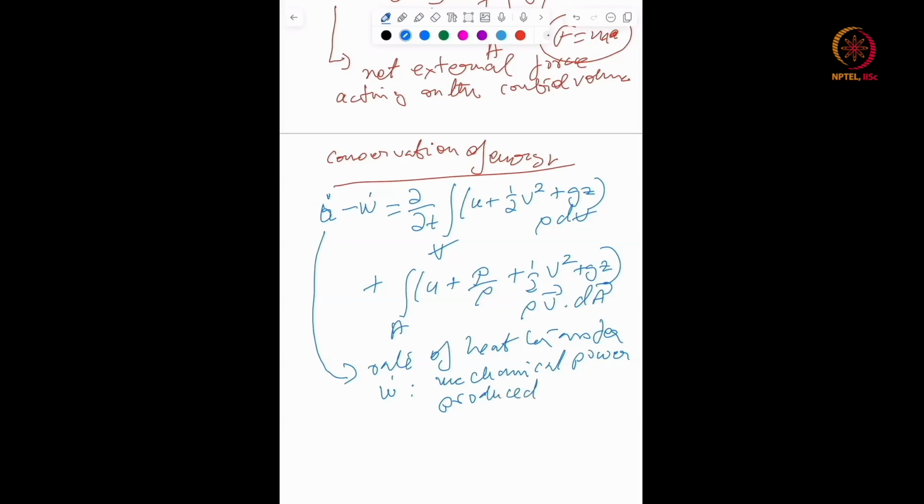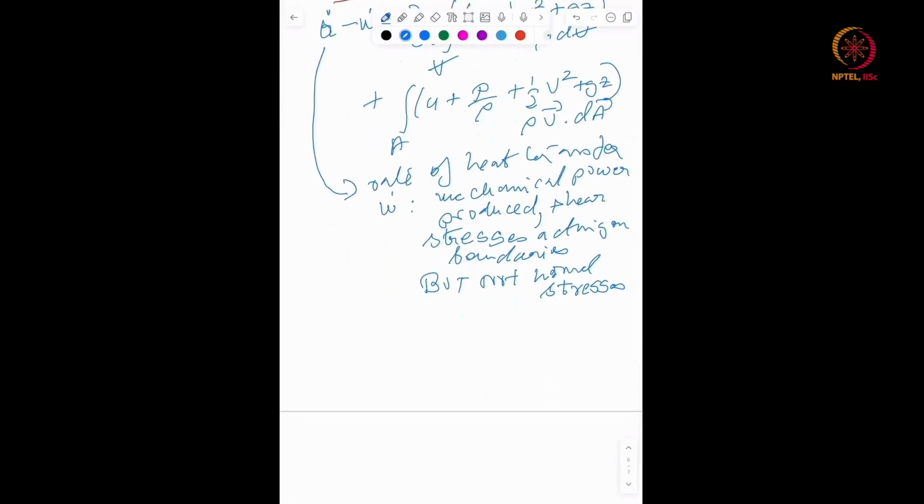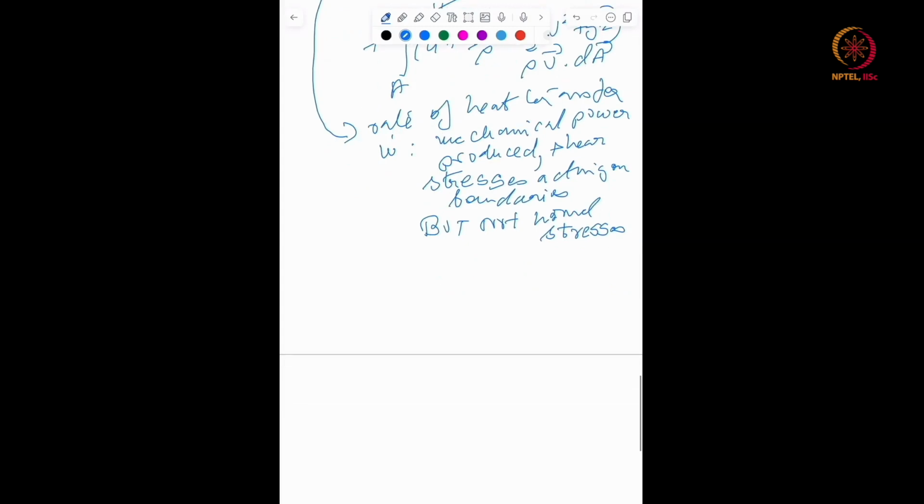Okay. Then there are shear stresses acting. This is not just mechanical power, shear stresses also, acting on boundary, but not normal stresses. Okay. Right. Then, of course, P is the pressure, Z is the upward vertical axis, G is the acceleration due to gravity. I think these things are kind of well known.